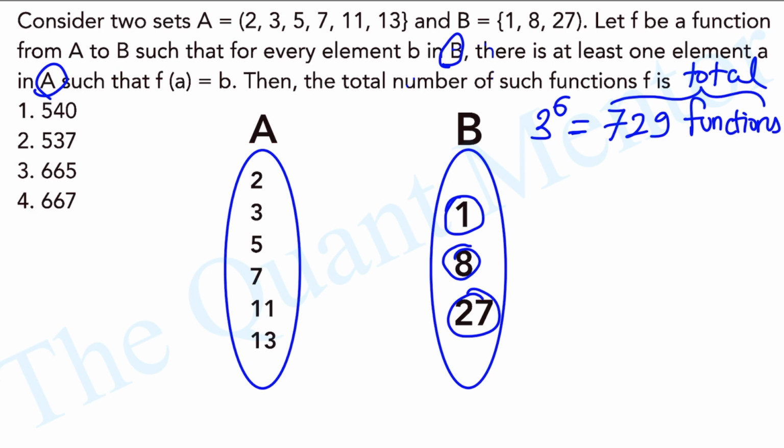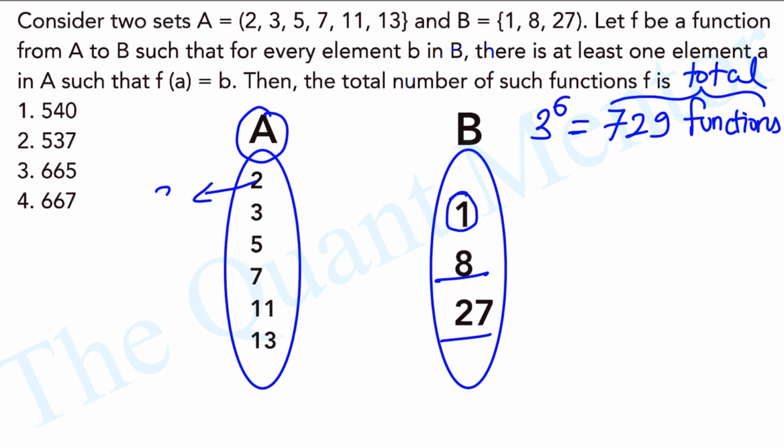So now let's eliminate all the possibilities where we are excluding one or more elements in set B. Let's suppose I exclude the number 1 from B. So let's consider all the elements in set A are corresponding to either 8 or 27. In that case, every element in set A will have only 2 choices, either 8 or 27. So the number 2 in set A will have only 2 choices, 8 or 27.